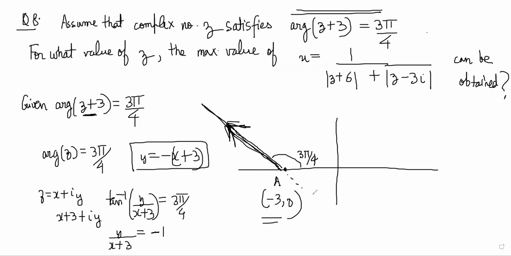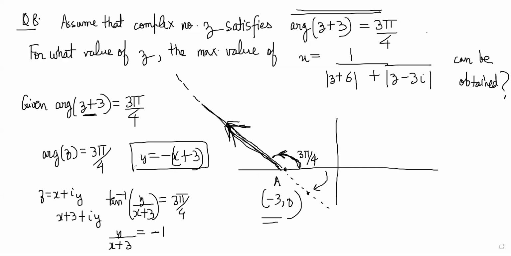We are not doing the other part of the line, because if you go on the other part of the line, the argument is no longer 3 pi by 4. When you come here, the argument becomes negative, right? So for positive 3 pi by 4 to be argument, you only have to take the top half of the line. So this is a ray, not a full line, right? So we know where z lies. Z lies on that ray.